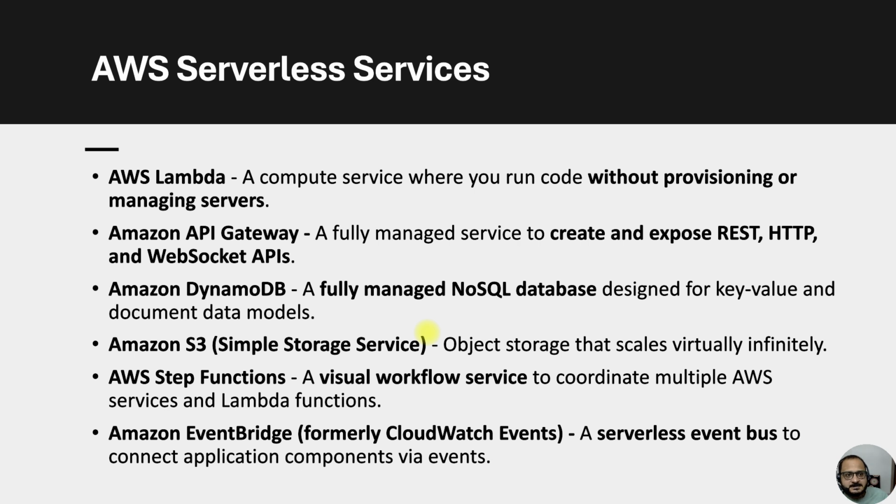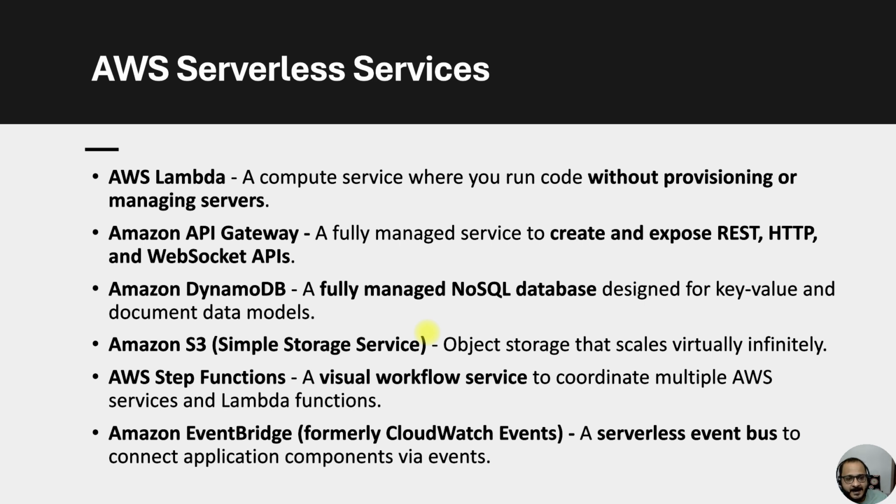Now there are several serverless services which we get as part of AWS. The very first and most important service is AWS Lambda. This is a compute service where you can run your code without provisioning or managing servers. Then we have Amazon API Gateway, a fully managed service to create and expose REST, HTTP and WebSocket APIs. Similarly, we have Amazon DynamoDB, again a fully managed NoSQL database designed for key-value and document data models.